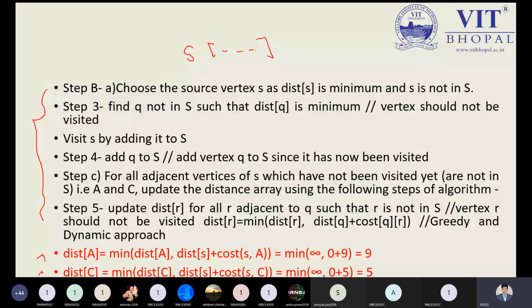Now if I need to calculate the distance of A, there is a very easy formula: the minimum of distance A, where A means the Q in our example or solution. So the formula will be the minimum of distance A comma distance S plus cost S comma A. So the minimum value will be the distance of A. What is the distance of A? Initially it is given as infinity.